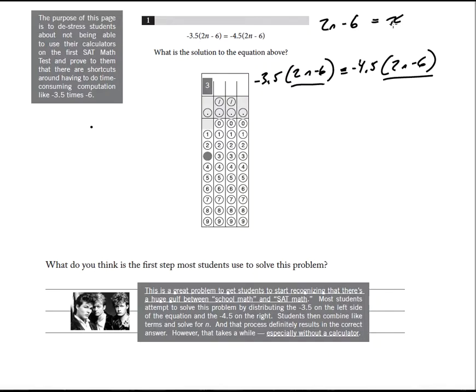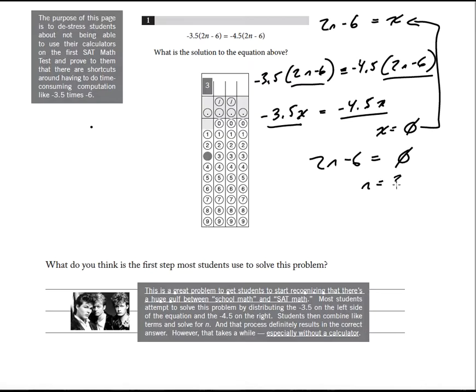And now I'm going to rewrite the problem, okay? I'm going to rewrite it as negative 3.5 x equals negative 4.5 x. Let me ask you a question. What is the only possible number that x could be that would make negative 3.5 times x equal to negative 4.5 times x? You're right, x could equal 0, right? Because if I say x equals 0, I would get negative 3.5 times 0 is 0. Same thing here. I would get 0 equals 0. And since x equals 0, and x equals 2n minus 6, I've checkmated this problem, okay?